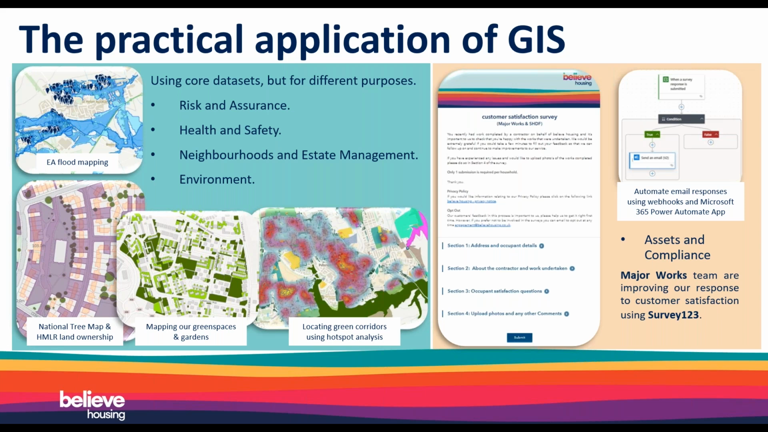To do this, again, we used a combination of our core data sets, including OS MasterMap Topography, the land ownership boundaries, and the National Tree Map. And from this, we were quickly able to determine that we have over 8,000 trees and approximately 400 hectares of green space, which also includes gardens within our land ownership, all of which have a lot of untapped potential.